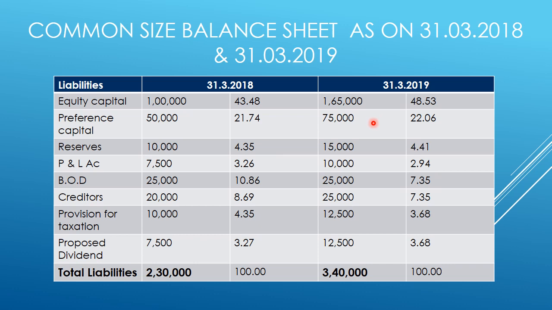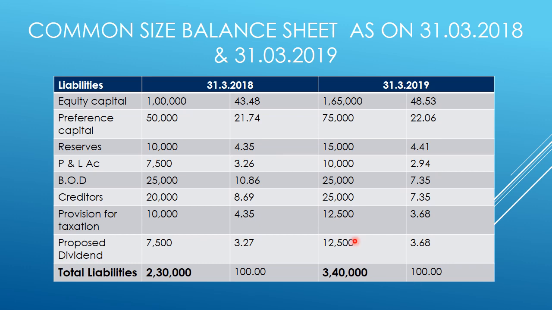Preference capital 75,000 upon 3,40,000 multiplied by 100. So we get 22.06%. P&L account balance 10,000 upon 3,40,000 multiplied by 100. We get 2.94%. Similarly, in the same fashion, we have calculated all these percentages. All these percentages are calculated, and if you add them all together, they will make up 100%.